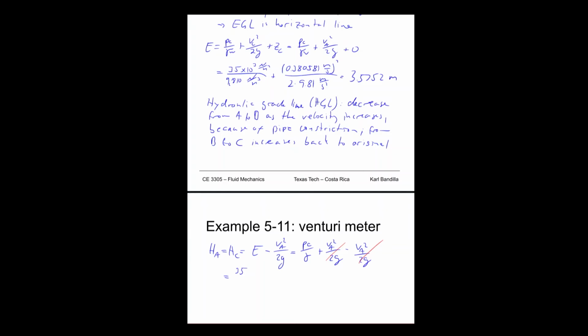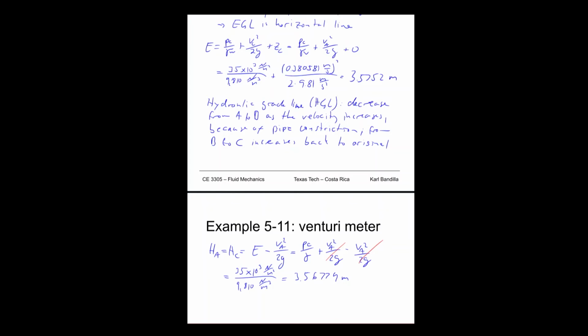So that was 35 times 10 to the 3 Newton per meter squared divided by 9,810 newton per cubic meters. Leaves us meters, which is good. And the value is 3.56779 meters. So we can see it's pretty close, right? A couple centimeters difference in between the energy head and the hydraulic head. All right, so that was at A and at C.